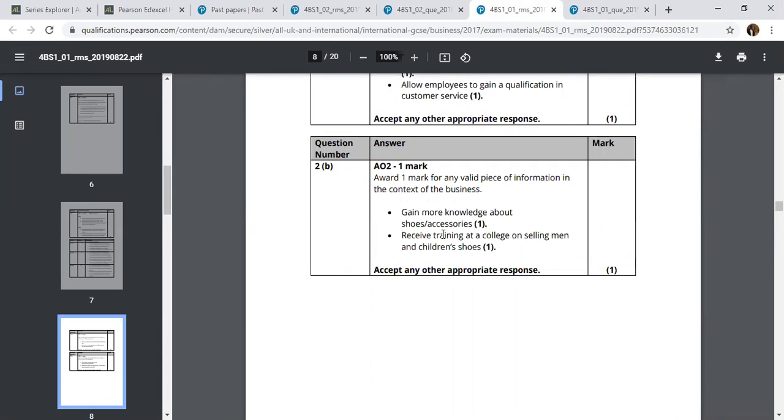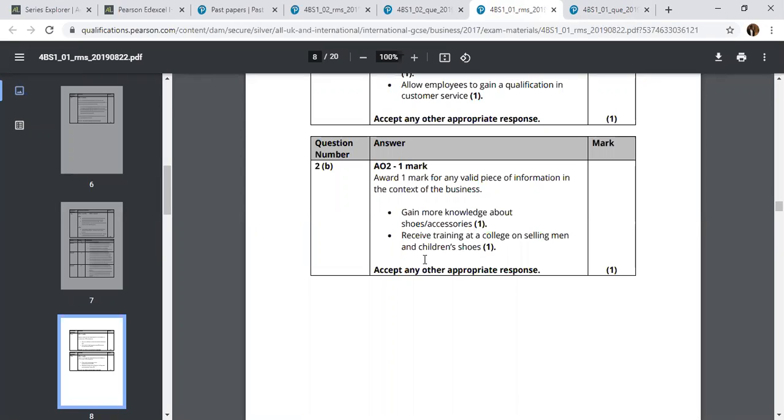They talk about shoes and accessories. That's application. You can gain more knowledge about shoes and accessories. On-the-job training, you can't get that much knowledge, but off-job training, they teach 100%, A to Z. And second, you can see another answer: receive training at a college on selling men's and children's shoes.